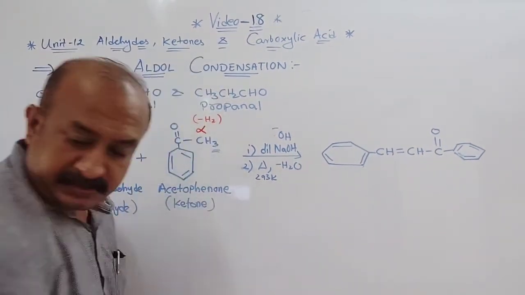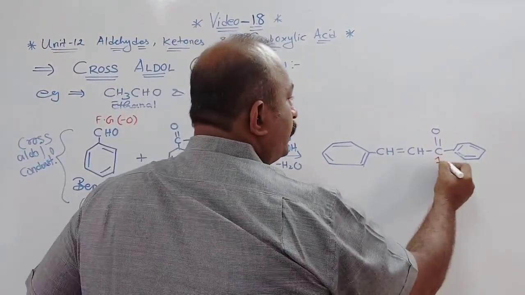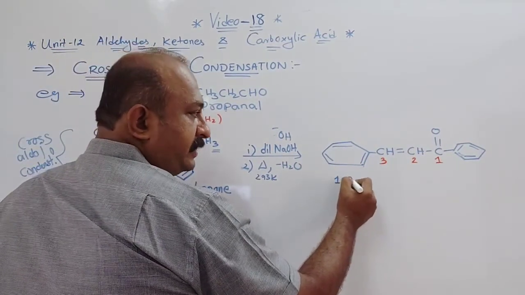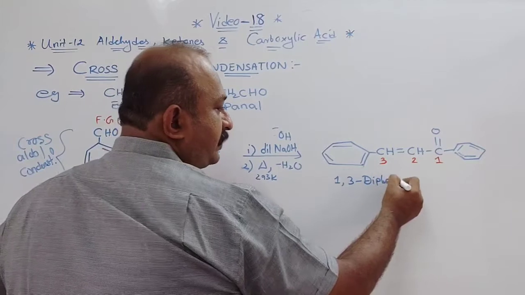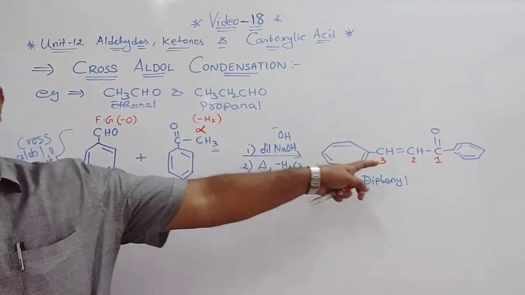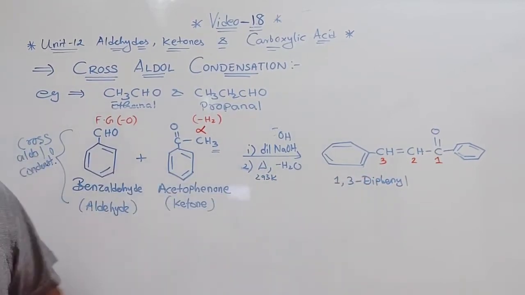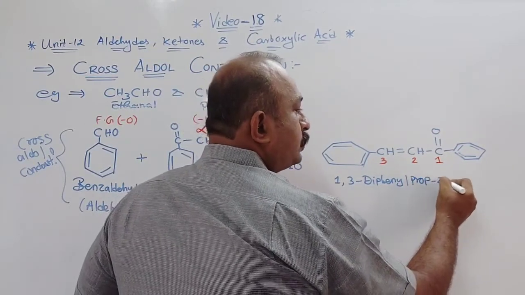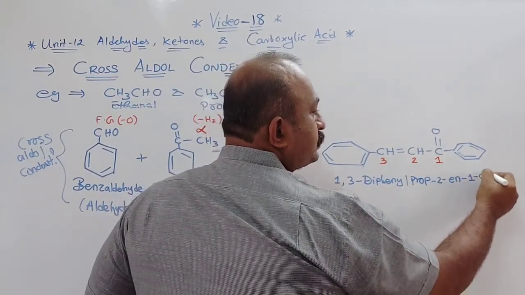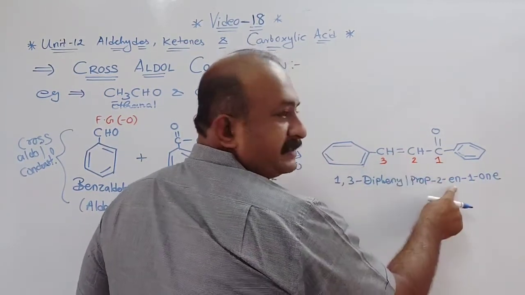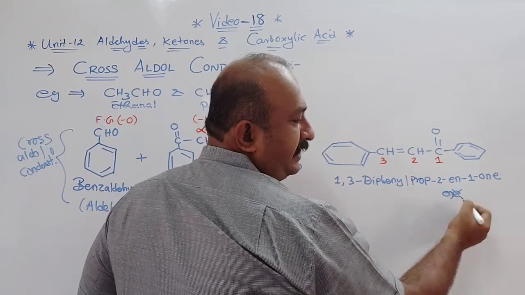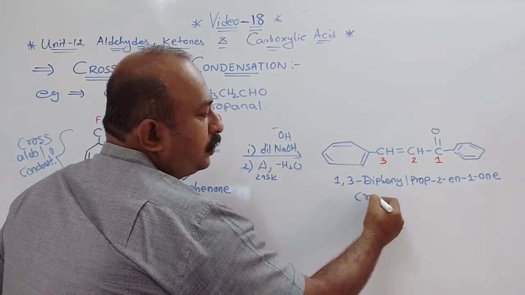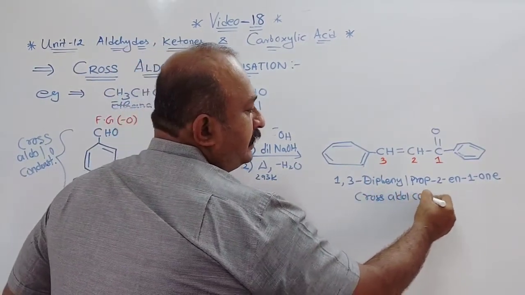It is written as 1,2. I'll just number it with another pen. You can see here 1, 2 and 3. So in your book the name is 1,3-diphenyl prop-2-en-1-one. 3 carbon means prop. 2 double bond, that is ene, from ene the E is eliminated, and 1-one is written. So this is your cross aldol condensation product.